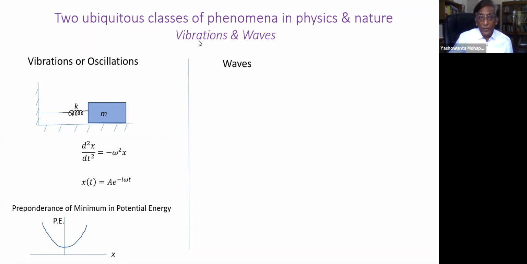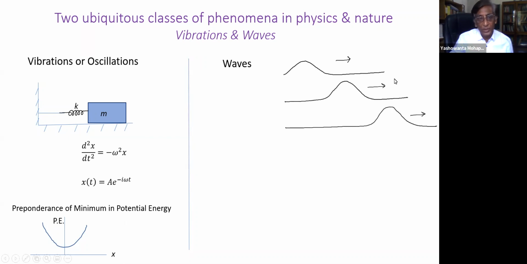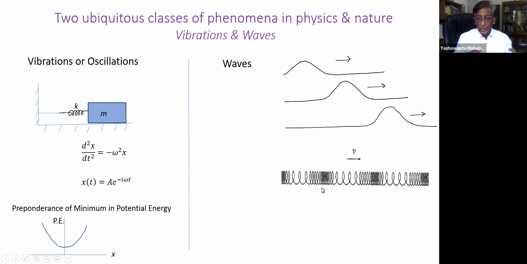Now let's come to waves. The most familiar wave that we know is a wave on a string, on a taut string with tension. There, if I produce a shape, then the shape travels along the string in time. The other wave that you are familiar with is a slinky, and if you make it vibrate along the longitudinal direction, then a wave goes.